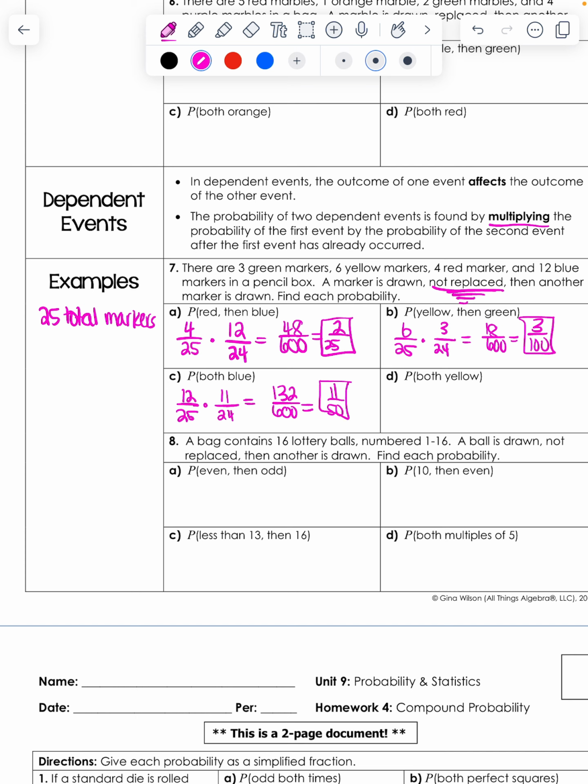Similarly, if we do that with yellow, to start, we have 25 markers, and 6 of them are yellow. If I take that yellow out that I select, and I don't put it back in, there are only 5 that are yellow left inside out of 24. So we multiply 6 25ths by 5 24ths. We get 30 over 600, and that simplifies down to 1/20. So that's how dependent probability works. And again, we've got more practice problems here, but what happens is just the denominators are going to change, and sometimes the numerators too, depending on the situation.